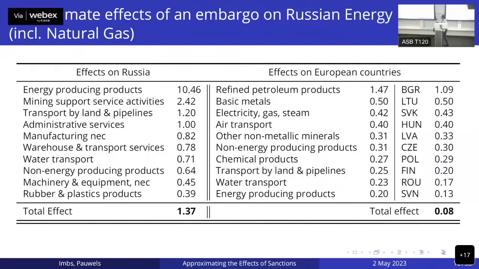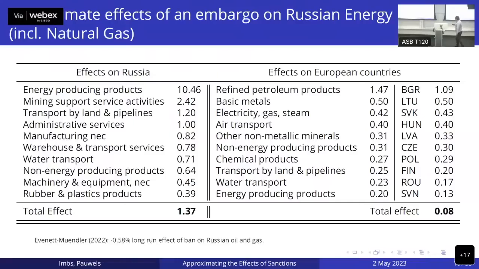A few things here. I don't have a lot of time, but the effects on Russia are on the left side, and the effect on Europe, the EU aggregated sectors, is here. So these are the top 10 sectors most affected in Russia and in the EU, and then the top 10 most affected countries. You can see that this short-term effect is 1.3% of GDP in aggregate for Russia, whereas for the European Union it's only 0.08. The thing I want to highlight is that the Eastern European economies seem to be the most affected by this embargo on Russian energy.